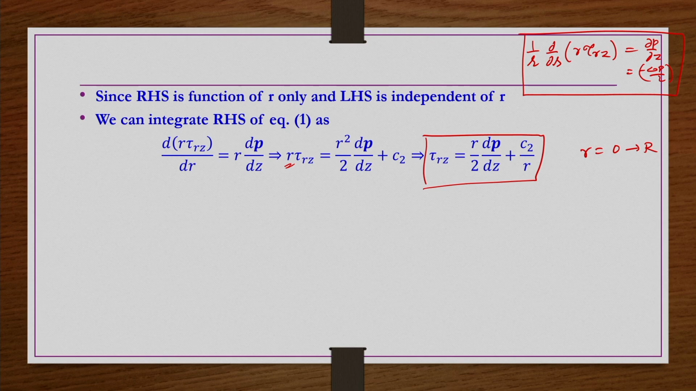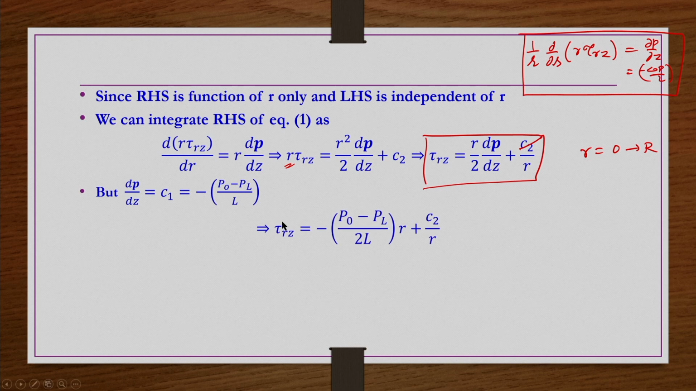Shear stress cannot be infinite because of the continuum hypothesis. No flow variable or physical property can be infinite or undefined at any location. That is what we have seen in one of the previous lectures. So, that means this C2 has to be 0. Then what you get?